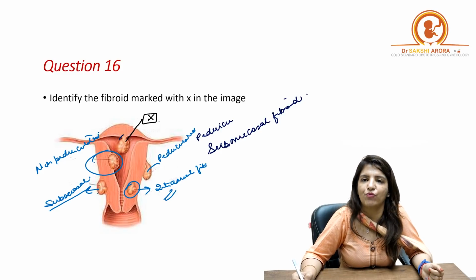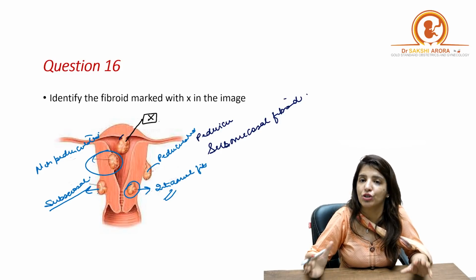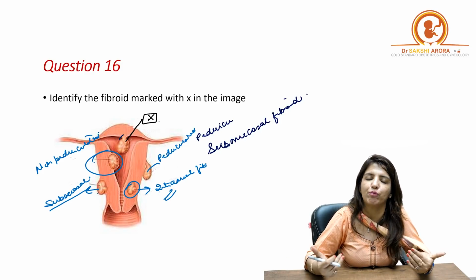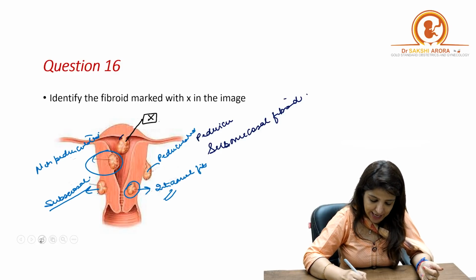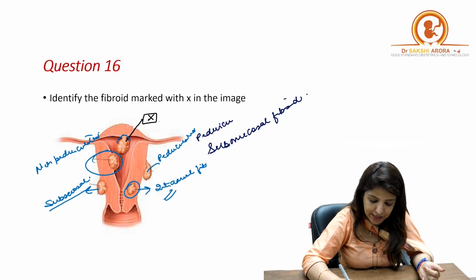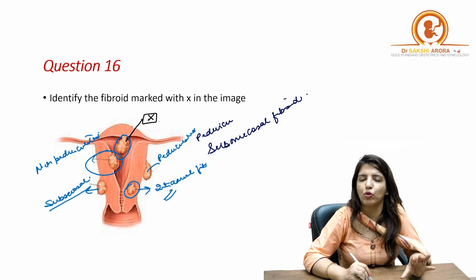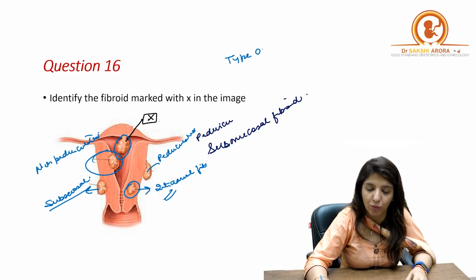Now, submucous fibroids, based on hysteroscopy, are divided into three varieties, as per the FIGO classification: type 0, type 1 and type 2. Type 0 is the one which is marked as X. That means it is completely inside the uterine cavity. So a submucosal fibroid which is completely inside the uterine cavity is type 0.